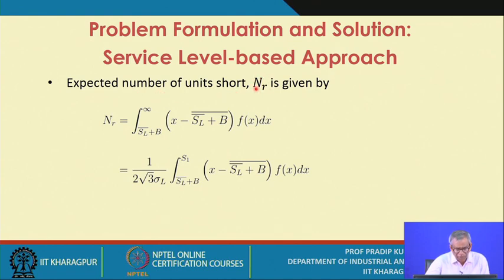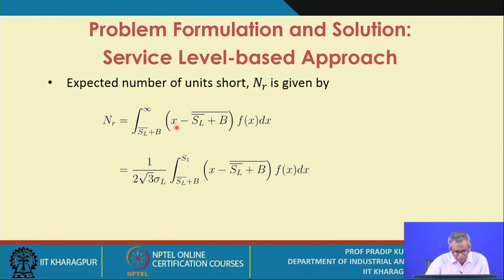Now in terms of NR, we define the service level. So with respect to the continuous uniform distribution, you must be able to derive the expression for NR, that is the expected number of units short. This expression is given by the integration from SL bar plus B to infinity. That means during the lead time, you consider the average demand during lead time, that is SL bar, plus the safety stock, that is capital B. If the demand during the lead time is more than SL bar plus B, obviously there is a stock out. And what we are trying to measure is the expected number of units short during lead time, because it is a Q system of inventory control.